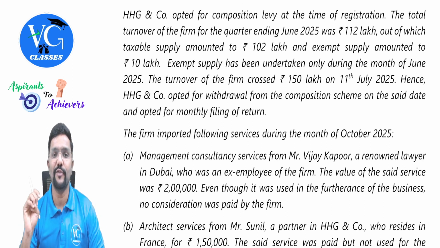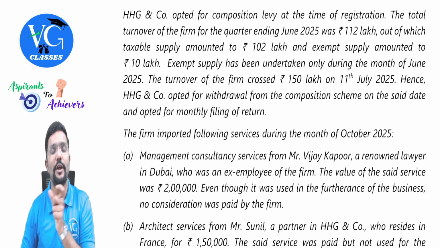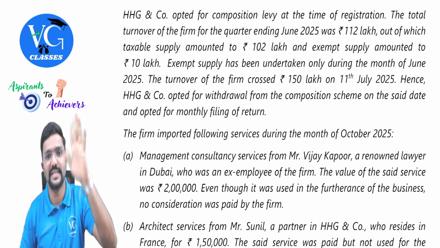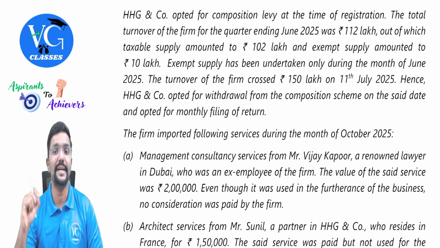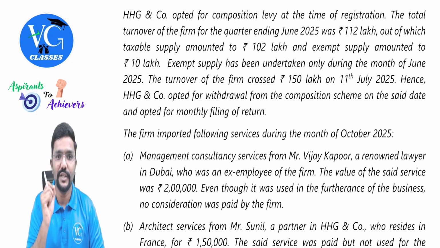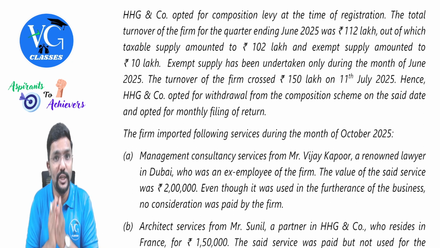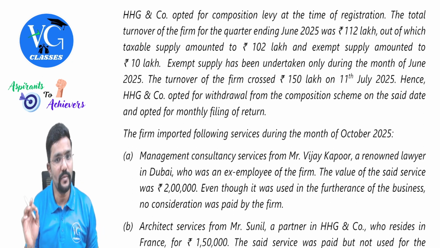HHG and Co opted for composition levy at the time of registration. So at the time of registration itself, they will have an option in part B to choose composition scheme. They have selected it. The total turnover of the firm for the quarter ending June 2025 was 112 lakh, out of which taxable supply amounted to 102 lakh and exempt supply amounted to 10 lakh. So out of 112 lakh, which is a total turnover, 102 is taxable and 10 is exempt. Okay.